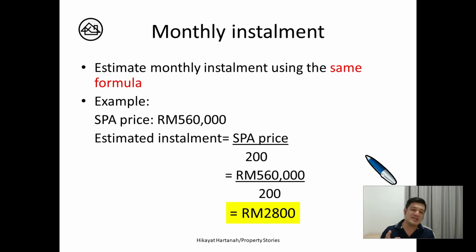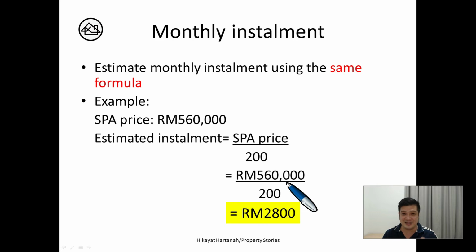So for the monthly installment, you just reverse the formula, using the same formula. Let's say, for example, 560,000 is the S&P price. Remember, this 560,000 just now was the loan eligibility, but now I change it to the S&P price. I think you can see the pattern now. So S&P price divided by 200. The formula is very simple: S&P price divided by 200. You get your estimated monthly installment.